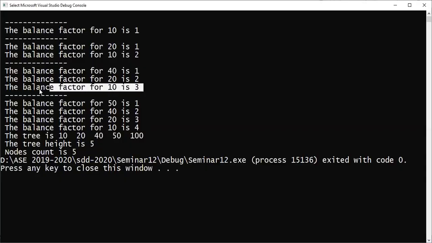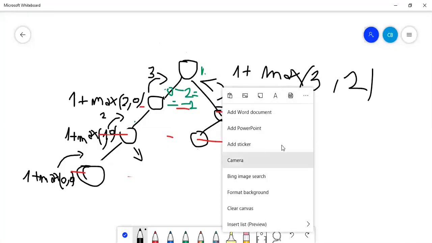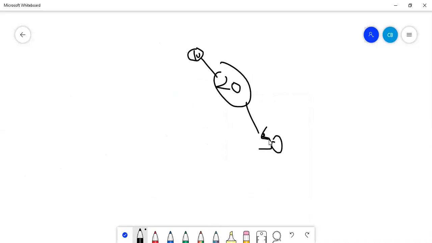Okay, so this is the location where the tree has become unbalanced because it's 1, 2, 3, and it continues to be unbalanced, 1, 2, 3, 4. So let's check why it's unbalanced. If I go back to the drawing board, let's clear the canvas. It means we are in this situation. We had 10, after that 20, and after that 40.